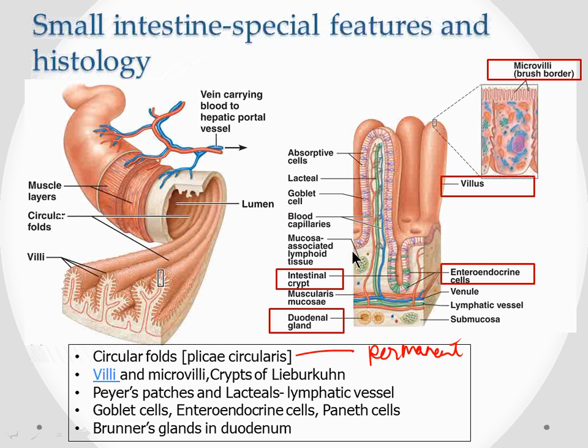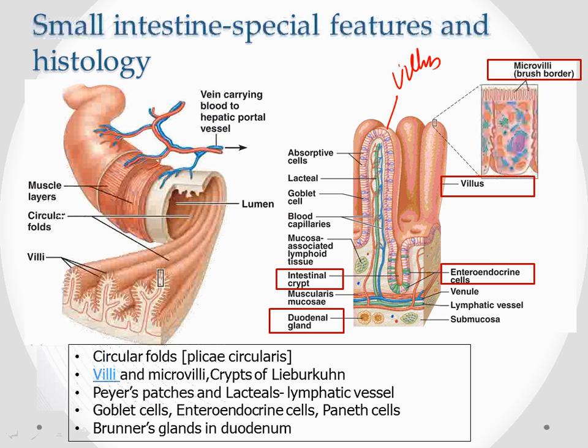The second is microscopically, the surface epithelium throws up evaginations. Invagination means to go in, evagination means to go out. So you can see it is throwing out these little projections like this. These projections are known as villi. So this is a villus.